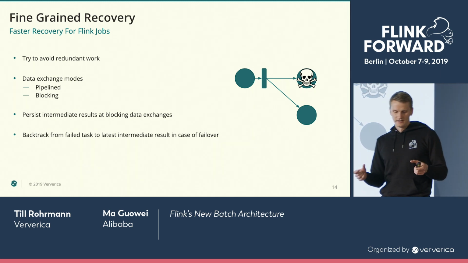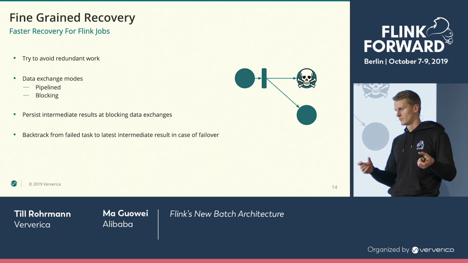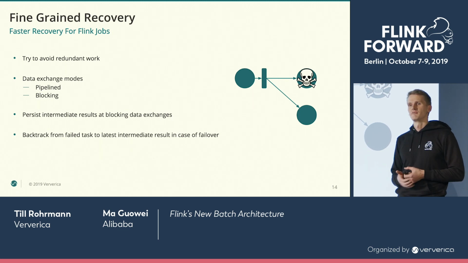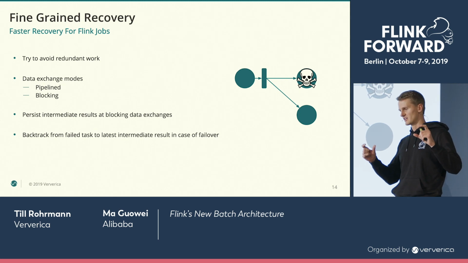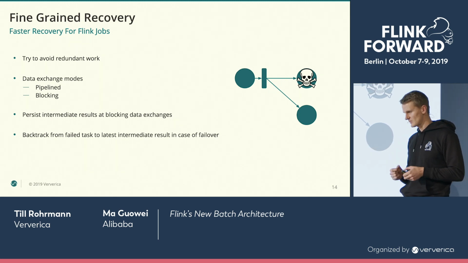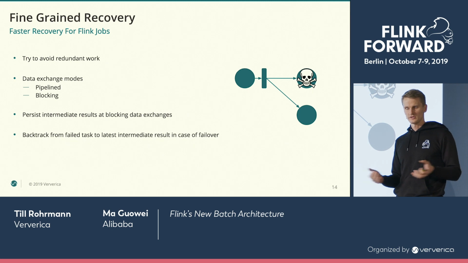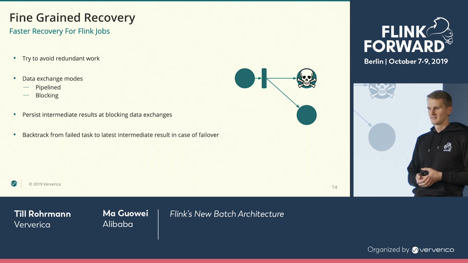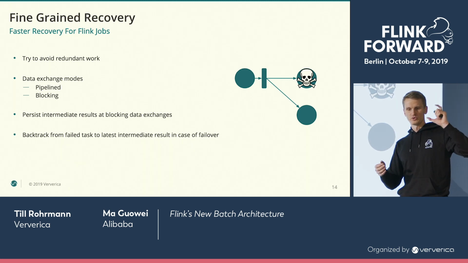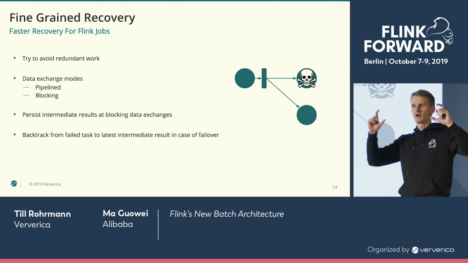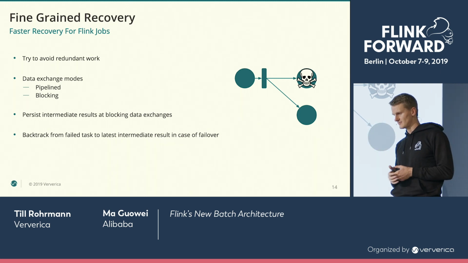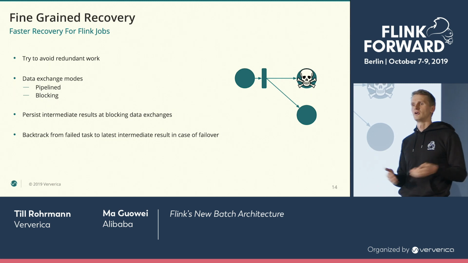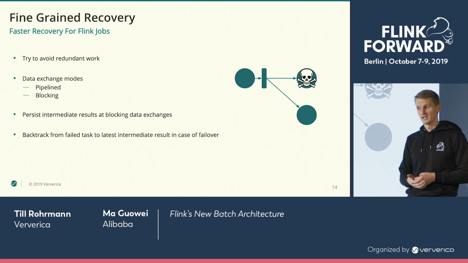So when we build a job graph, Flink can decide how two operators are connected to each other, or how they exchange the data. One mode is called the pipeline mode. The pipeline mode means that you have a producer and its consumer. They need to be online at the same time, so that the producer can send the data right away to the consumer. This is beneficial for low latency jobs or for streaming in general.